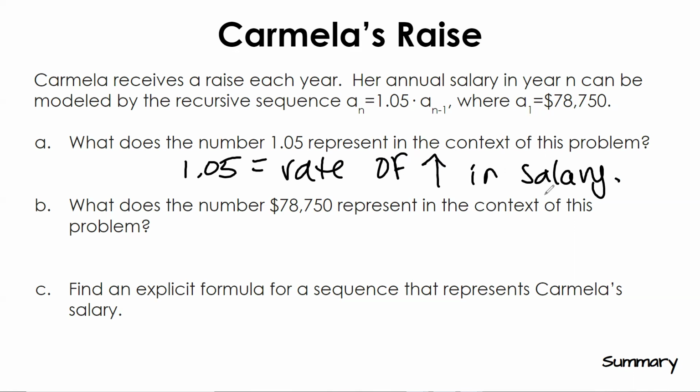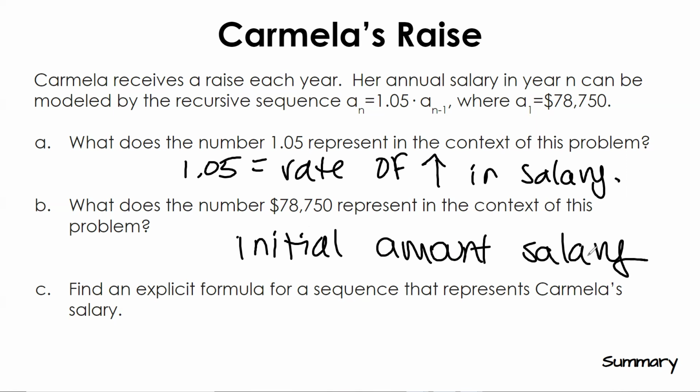Now, what does the 78,750 represent in context? What does 78,750 mean in context? Well, she's getting an increase each year, right? So her initial value, right? So we've got the initial amount, salary.